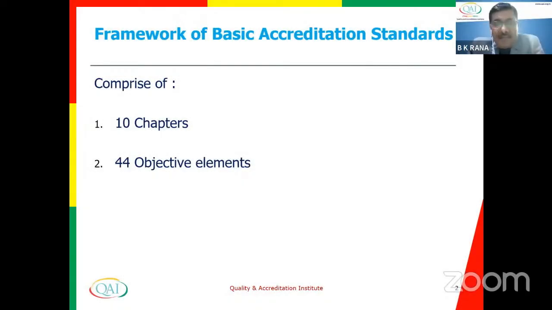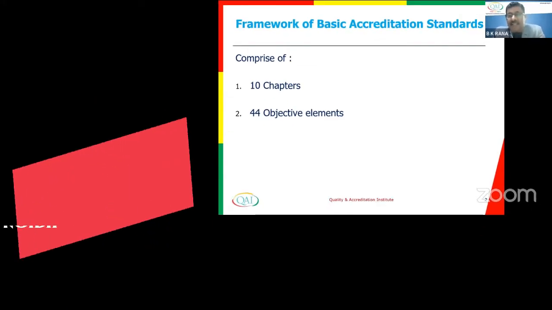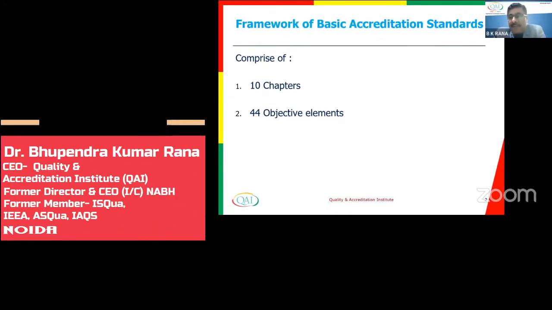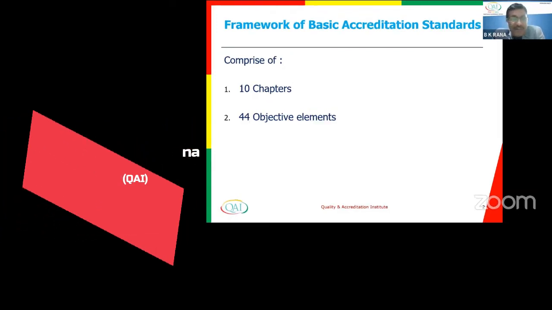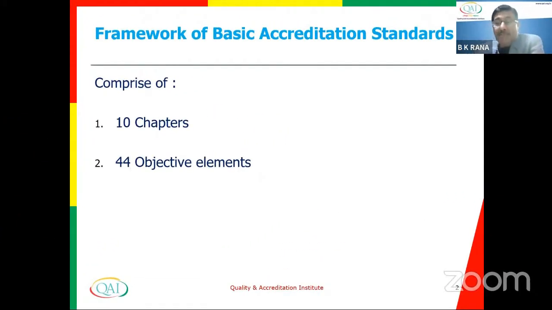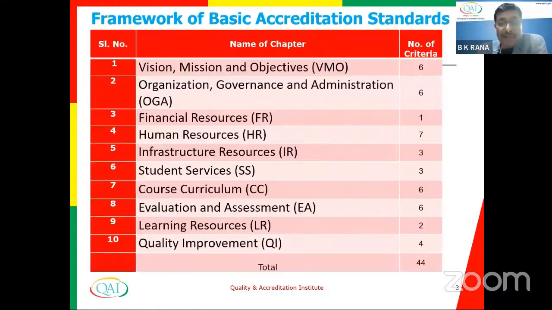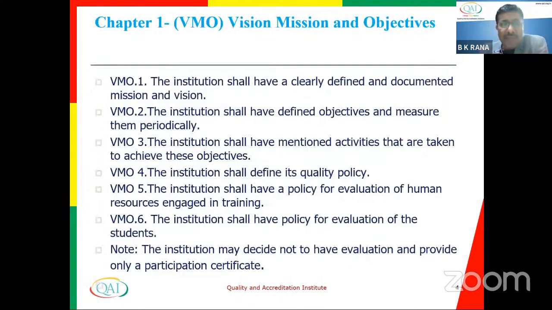In the standards framework, the standards are comprised of 10 chapters, and the 10 chapters are further bifurcated into objective elements, which are measurable elements, and they are 44 in number. So this is the framework having 10 different chapters, having different components inbuilt in there, and each one of them has a different number of criteria. So in all, there are 44 criteria. So let's have a little more elaboration.